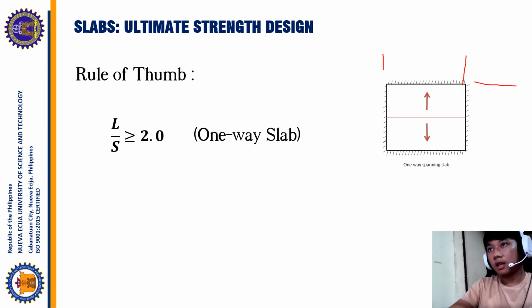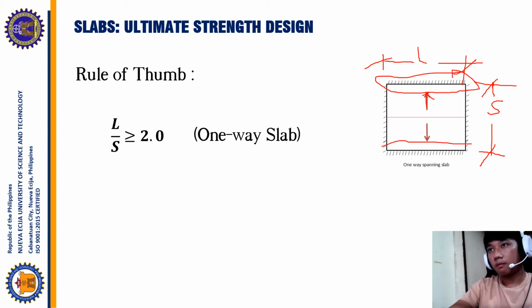It just means that the long span, let's say this is the long span, and the short span. So the ratio of those two, if it is greater than or equal to 2, it is a one-way slab, which means the load is distributed on this beam here and the beam here only. So these two will not be carrying any loads if it is a one-way slab.